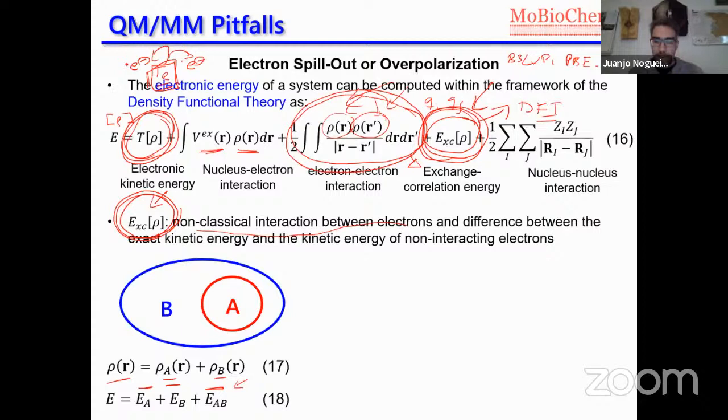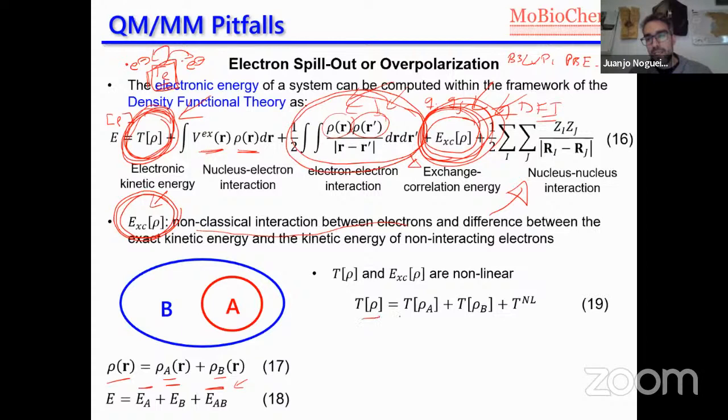Okay, so one thing that we should know from equation 16 is that the kinetic energy and also the exchange correlation potential are not linear. And what does it mean? So it means that the kinetic energy is not just the sum of the kinetic energy of the two individual systems. This is not true. We need to add here what is called a non-linear term, okay? So the kinetic energy is not additive. And also the exchange correlation energy is not additive. So the total exchange correlation energy is the energy of A, the energy of B, and now we need here also a non-linear term, okay?